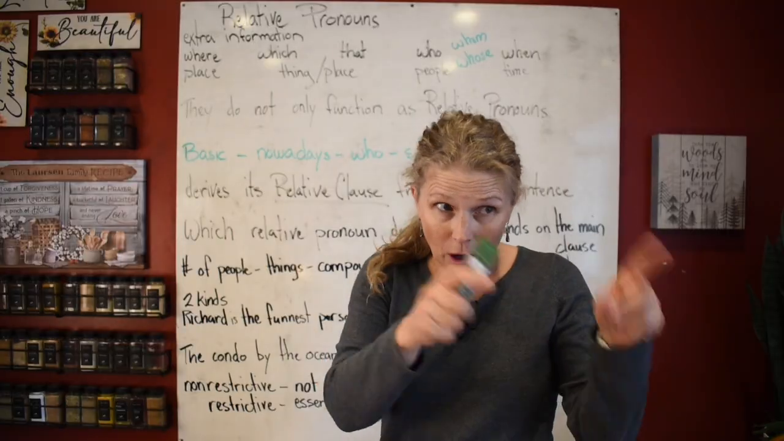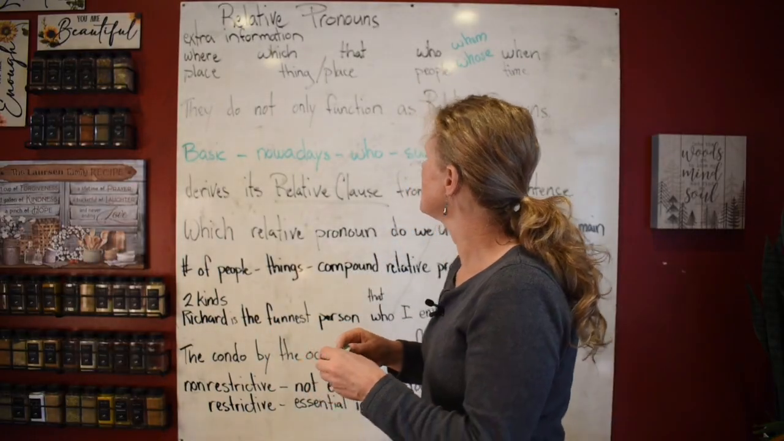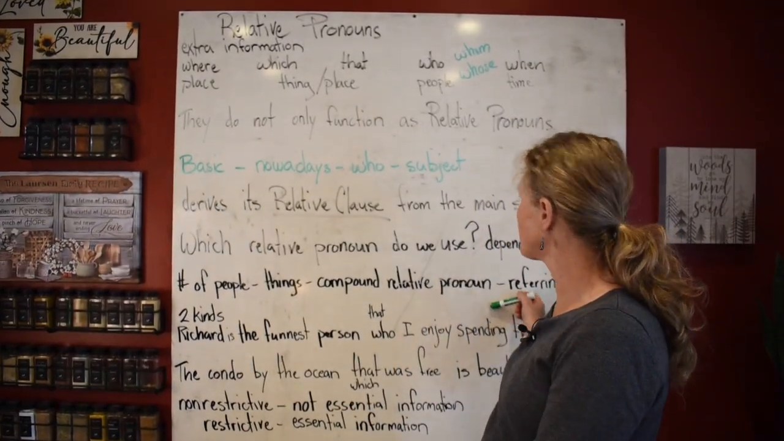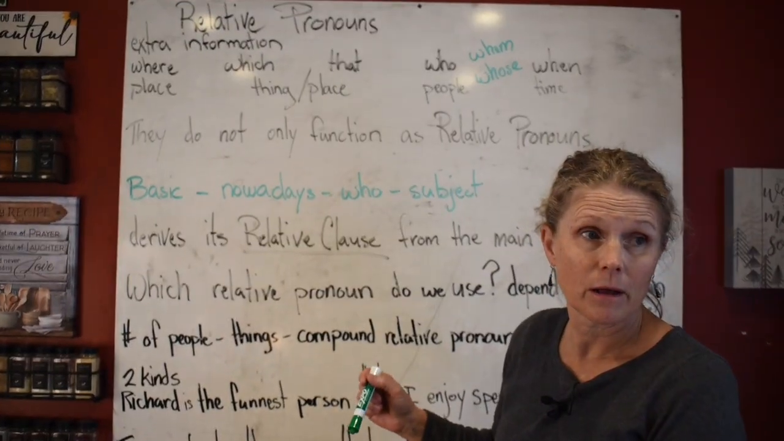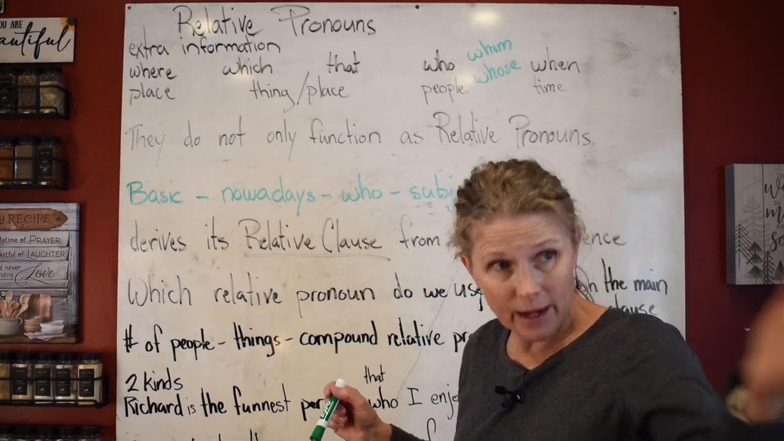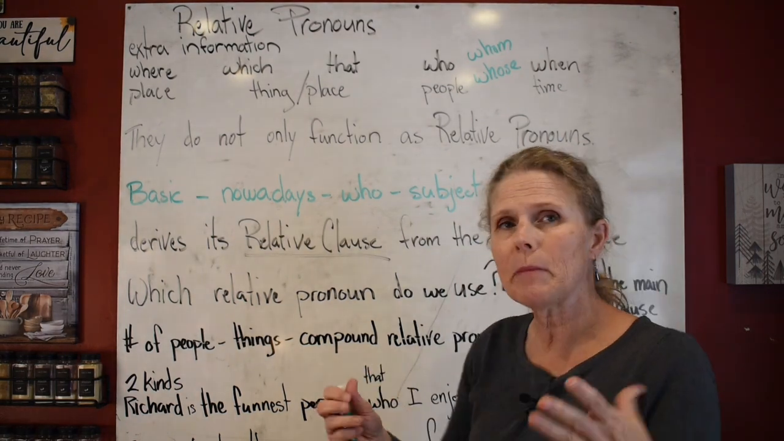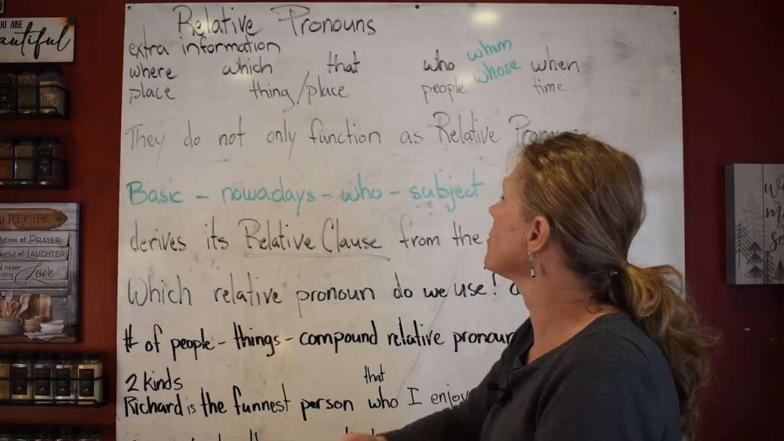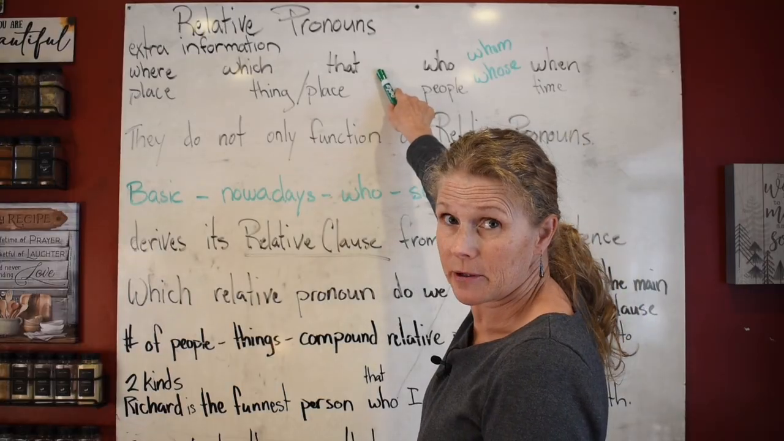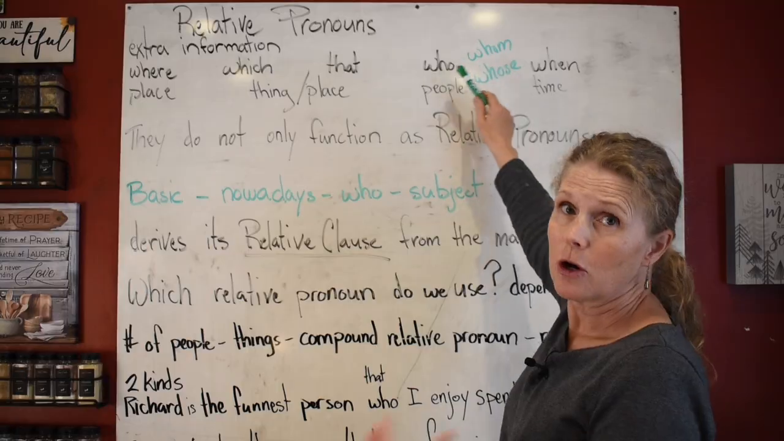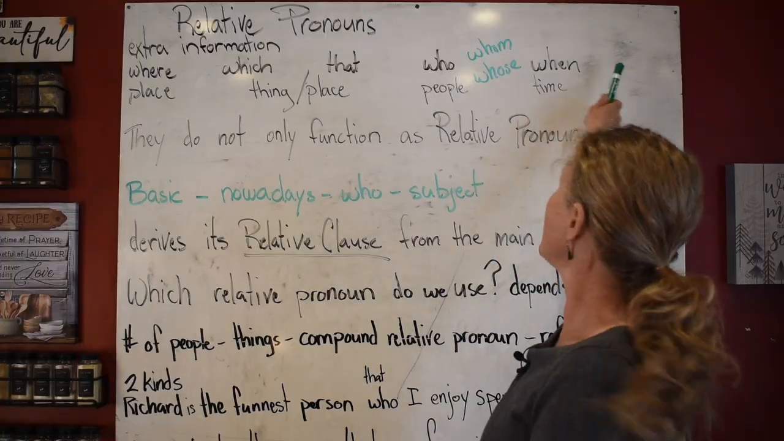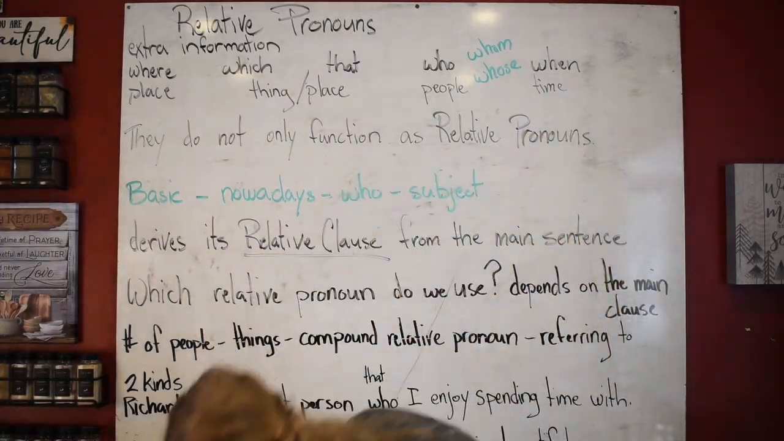All right, so Paul, which word or words do we use to make a compound relative pronoun? Soever and ever. Remember that. Soever or ever, put it after your relative pronoun. Whosoever, whoever, whomever, whenever. So those type of things.